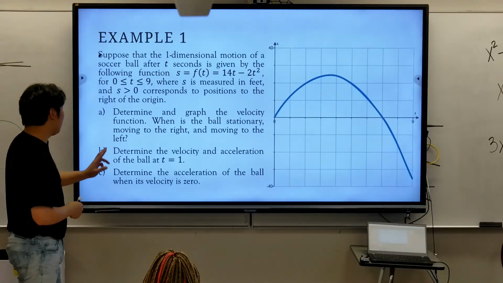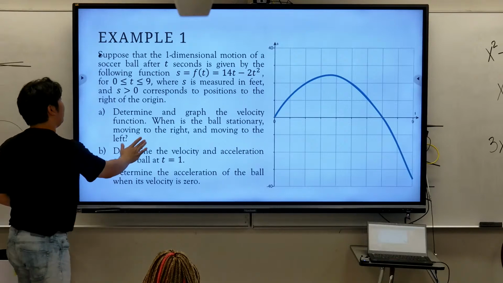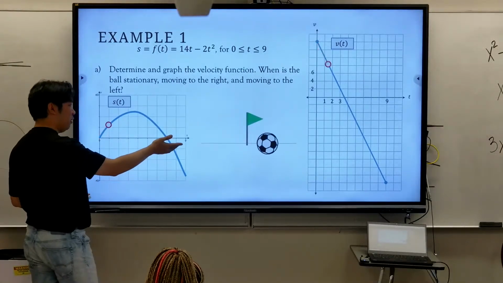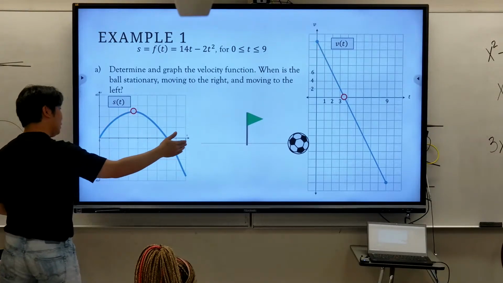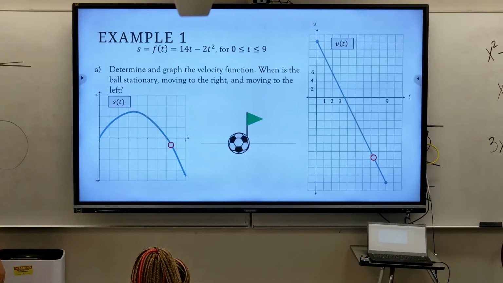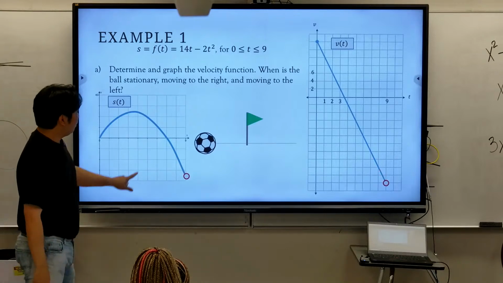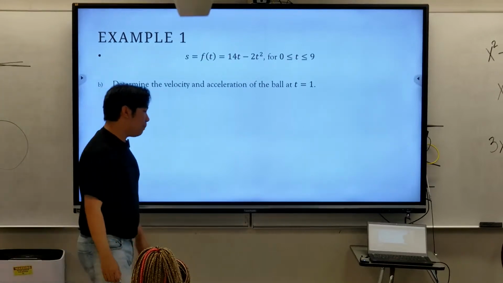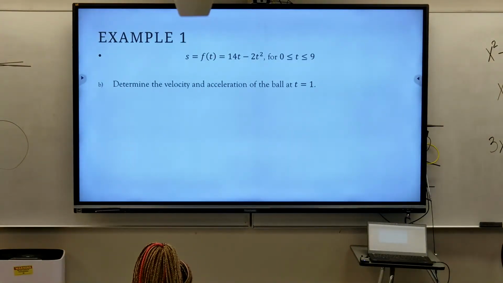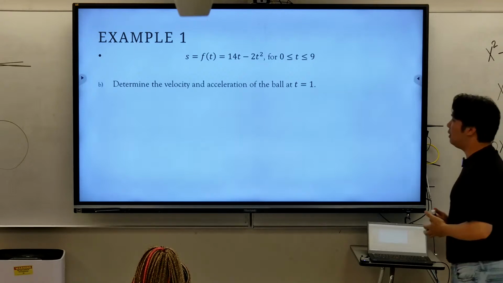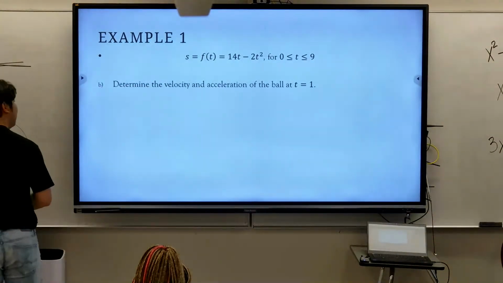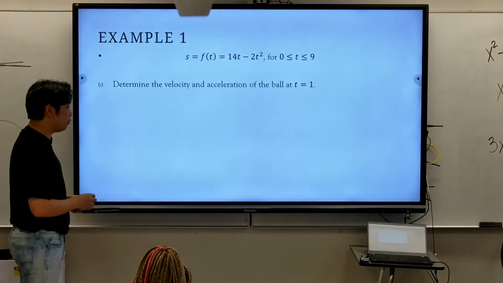All right, so let's go on to part B. So this was part A. Again, this was the movement of our soccer ball moving right, taking a pause, and then moving left, and continuing to move left further. So let's look at part B. I put up the important information, the position function, up on top. Part B says determine the velocity and acceleration of the ball after 1 second, or at t equals 1.